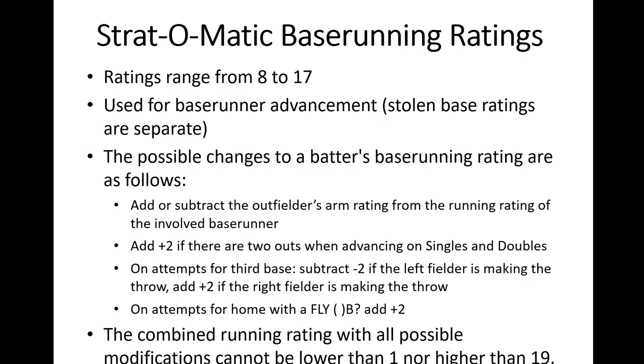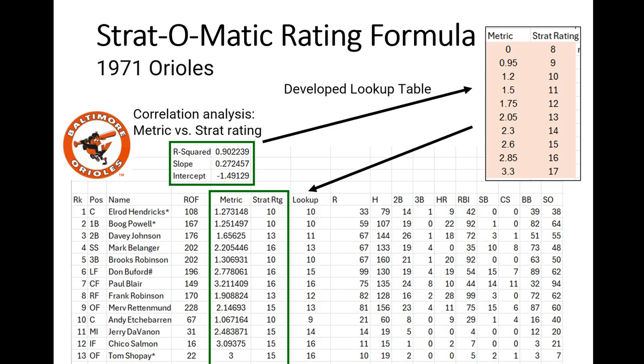And so what that means is in any situation, the runner could have anywhere from a 5% chance of scoring or advancing up to a 95% chance of advancing. So that's the ratings.